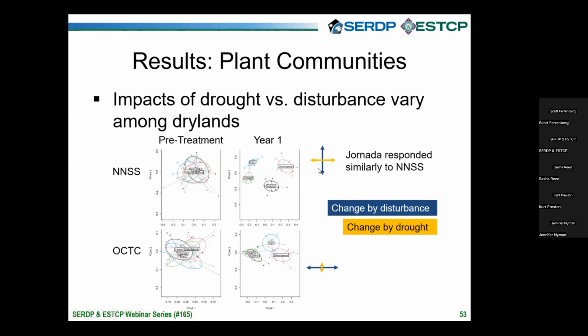And what we can see is that drought and disturbance both had pretty large impacts in the Nevada National Security Site, creosote-dominated community. And we can see why the disturbance arrow is pointing this way, because we'll see both of the disturbance plots sitting up here and the drought and control down low. So this axis is associated with that. And the drought has pushed things to the left, away from control and disturbance. It doesn't matter that the orientation of the arrows has changed because you can rotate ordinations.